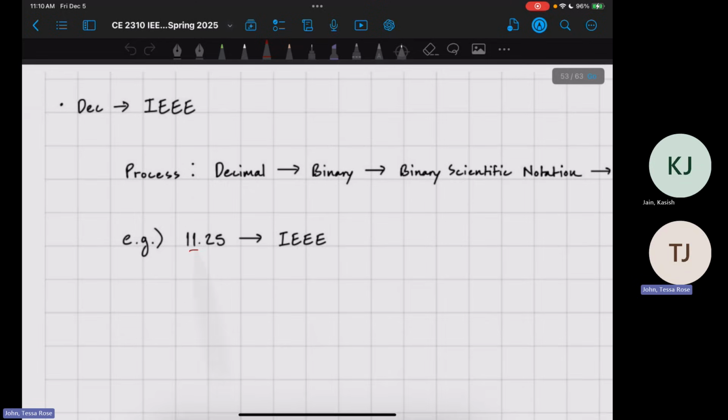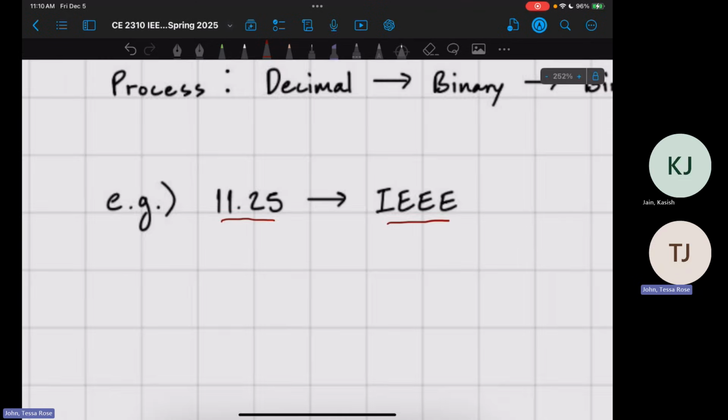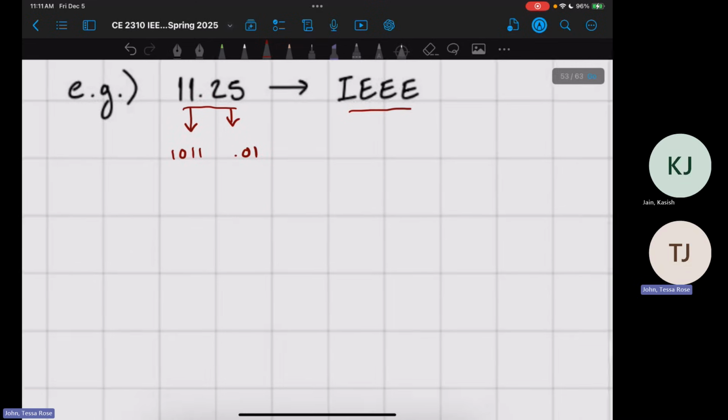I'm gonna show you guys an example because that's the best way to understand this. We're gonna do 11.25 converted into IEEE format. The first step is always to convert 11 and then 0.25 into binary. So I'm going to first convert 11 into binary, which is 1011. And then 0.25 into binary, which is 0.01. You would do that multiplication method. So that's the first step.